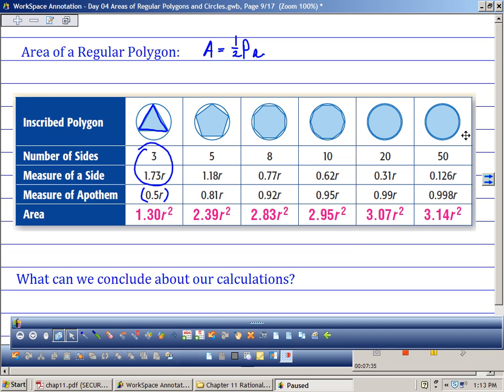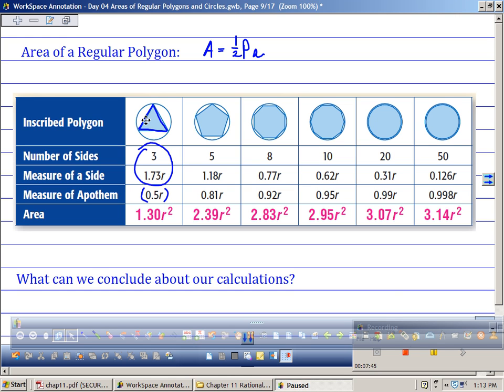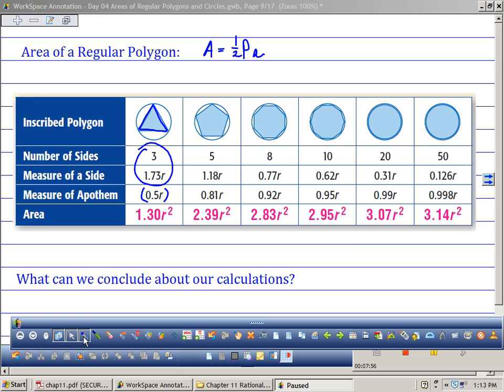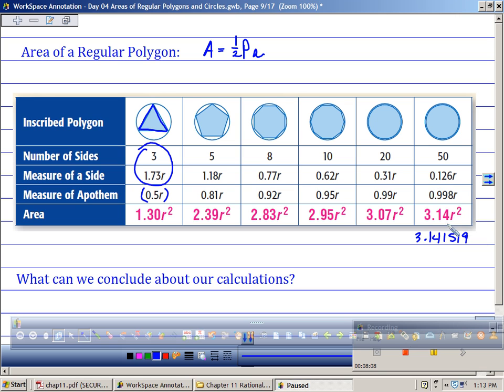Because it's a circle. The area of a circle is pi r squared, right? And isn't that what's happening here? As these figures look more and more like a circle, you're getting closer and closer to pi, which is pretty cool. Well, just about, right? It'd probably be 3.1415, going closer and closer to pi.